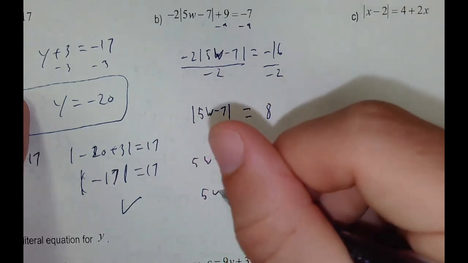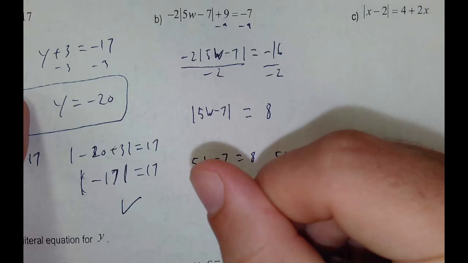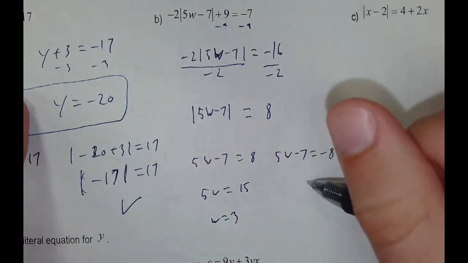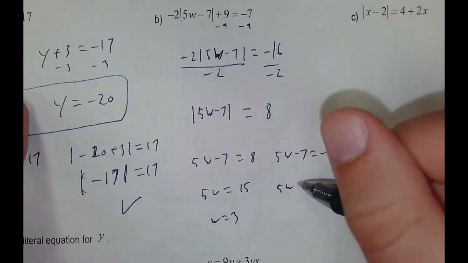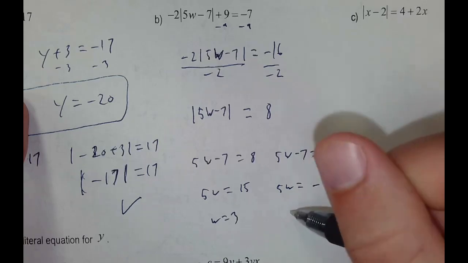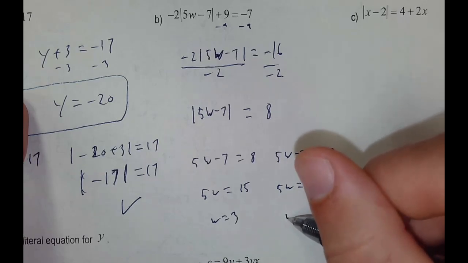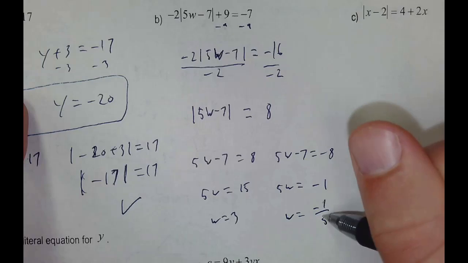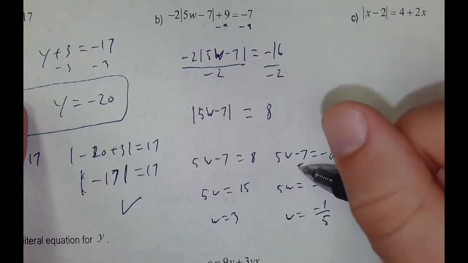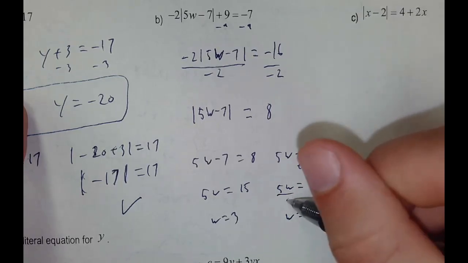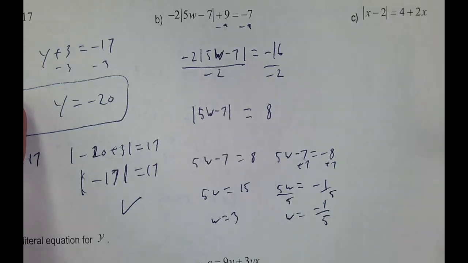So then 5w equals 15, w equals 3, 5w equals negative 1, and w equals negative 1/5, right? Just added 7 there, both sides, and divide by 5, both sides. Okay.